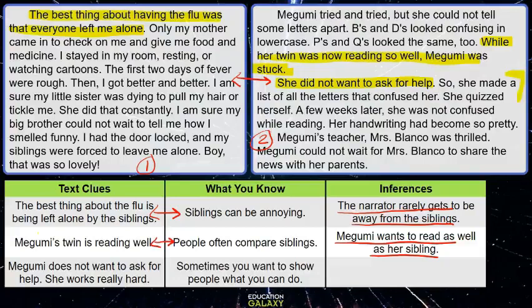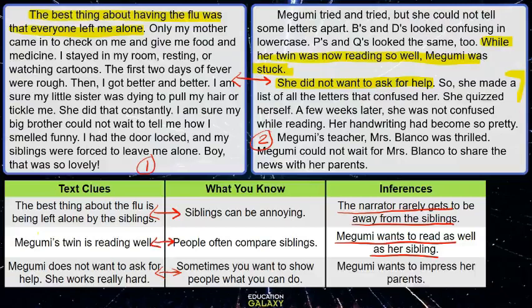Let's look at what you know. Sometimes you want to show people what you can do. Have you ever had that experience that people don't think you can really do something, but you want to prove them wrong and you do it secretly on your own? Or you work really hard at something to show people that you can do something that they didn't think you could do. But let's put the two together. Let's make our very last inference about the story.